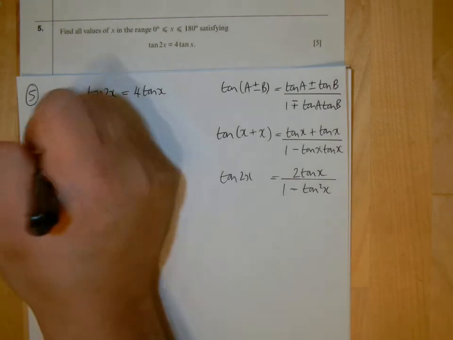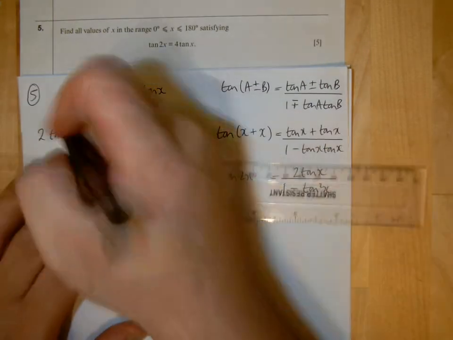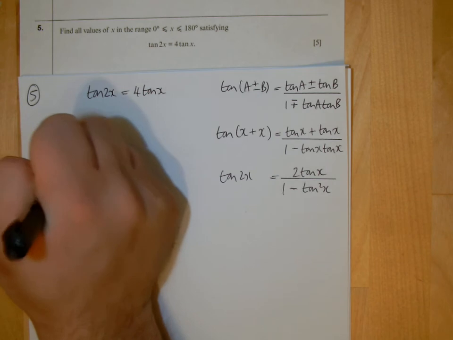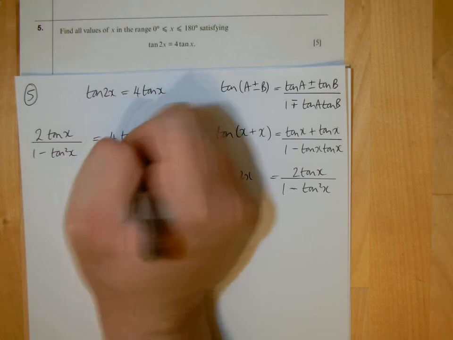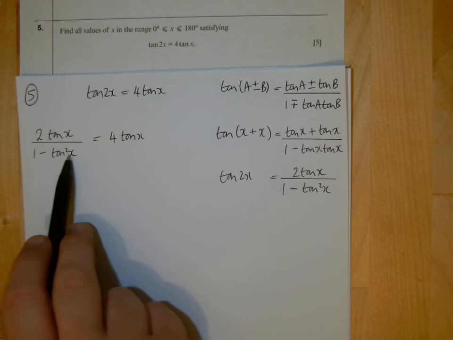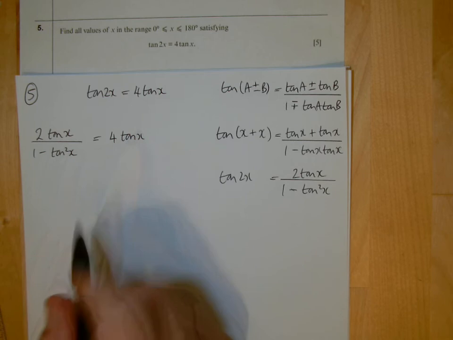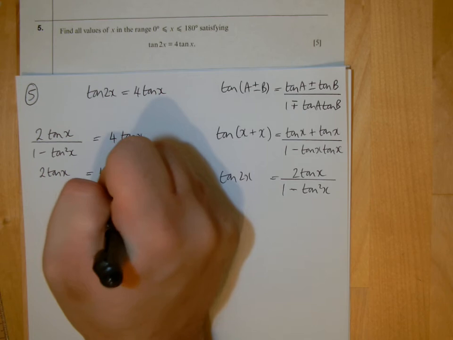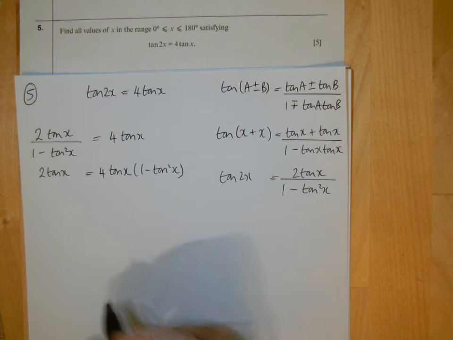So there's your result. We can simply put that in here. So we have 2 tan x over 1 minus tan squared x equals 4 tan x. Now our equation has just got tan in it, which is really helpful. Over here we've got a fraction, so we want to get rid of that. We can do that by taking the denominator over to the other side, multiplying. So we'll have 2 tan x is equal to 4 tan x times (1 minus tan squared x).